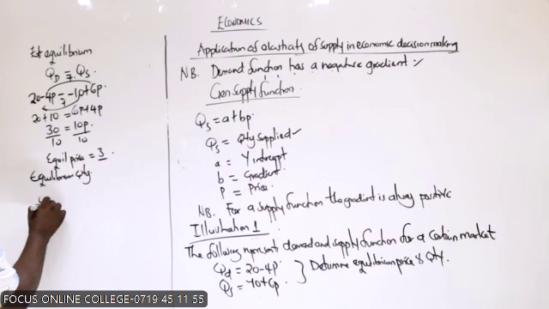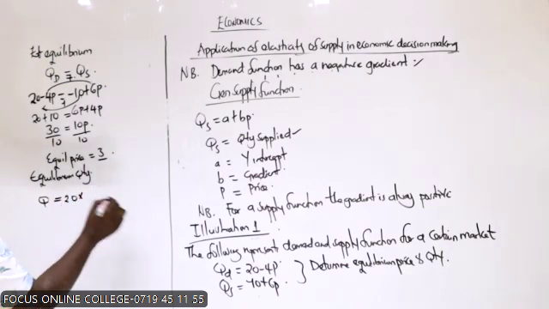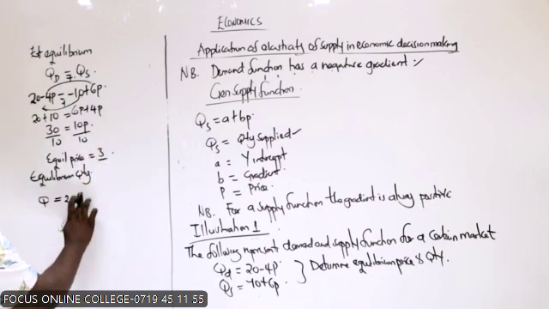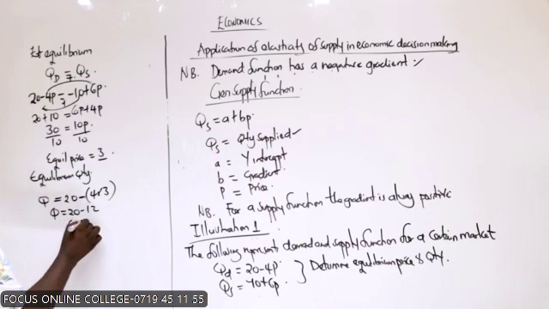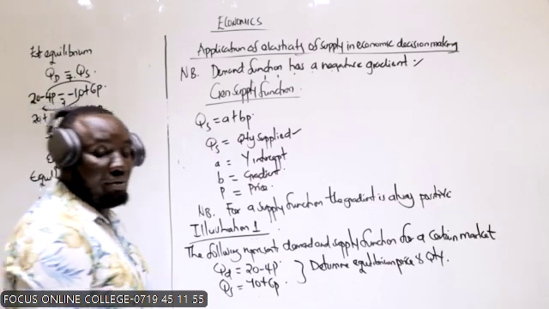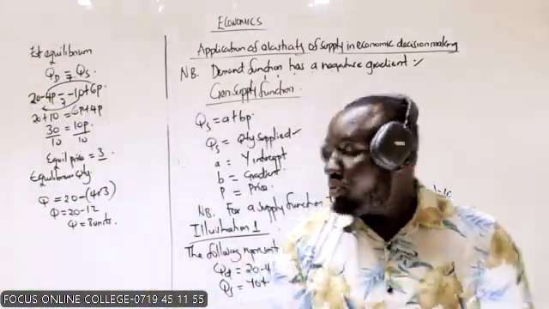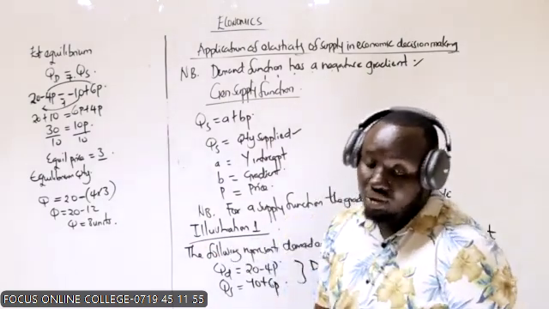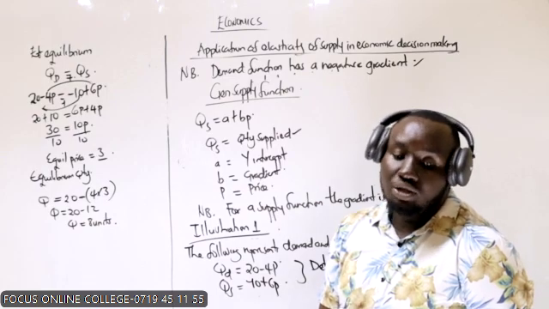So just say Q is equal to the demand function, 20 minus 4P, where P is 3. So 20 minus 4 times 3. I have Q equal to 20 minus 12, so Q is equal to 8 units.